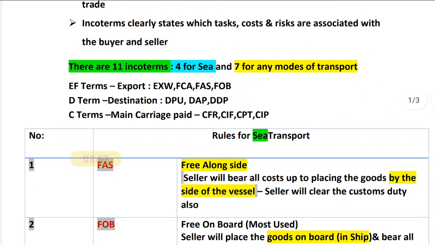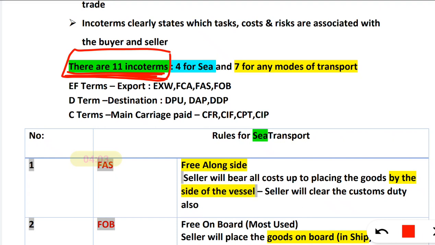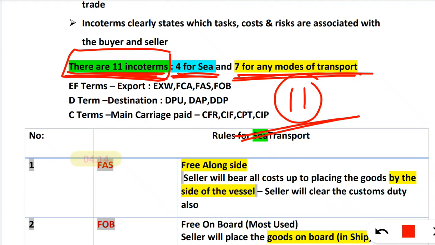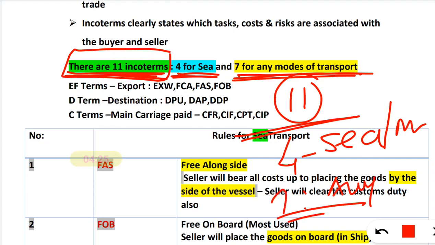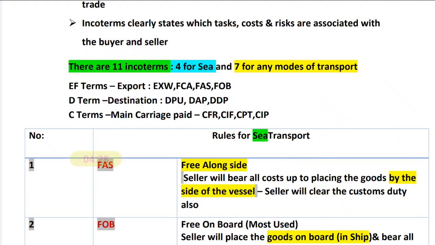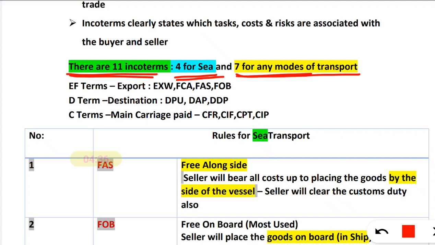Now see, there are total 11 Incoterms. How many terms are there? Total 11 Incoterms are there. Out of that, 4 are for sea and 7 remaining are for any mode of transport. Remember, 4 are for sea, or we can say marine transport, right? And 7 remaining are for any mode of transport. Very easy. So first remember that there are total 11 Incoterms. Out of that, 4 are for sea or marine transportation, and 7 are for any mode of transport.